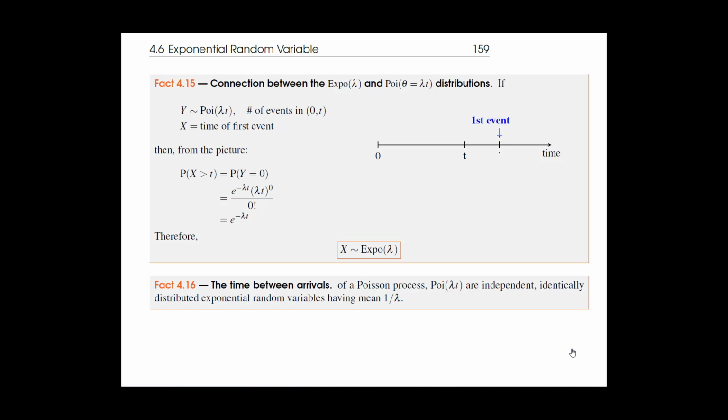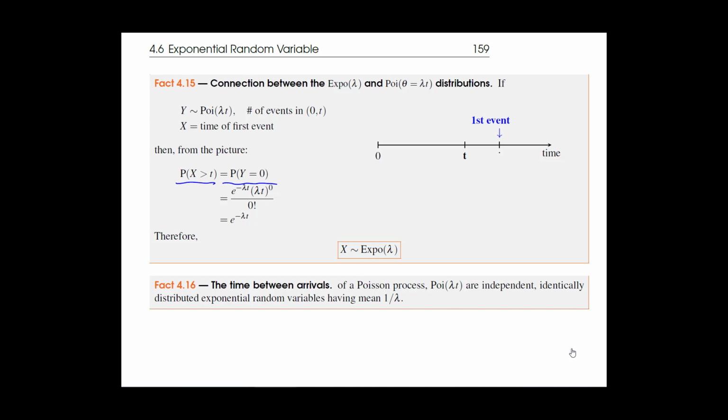Now let's see the connection between the exponential and the Poisson distribution. And it's the same connection that we had between the geometric and the binomial. Okay, so in this case, we have a timeline, and here a time t is right here. So the variable x is the time of the first event. Okay, that's x. And in this figure, the first event happened after t, right? So the probability that x is greater than t is going to be the same as the probability that y, which is a Poisson random variable with the same lambda, is 0, right?